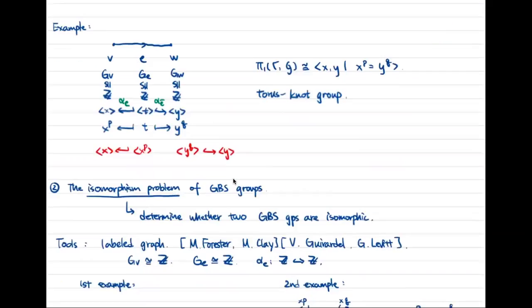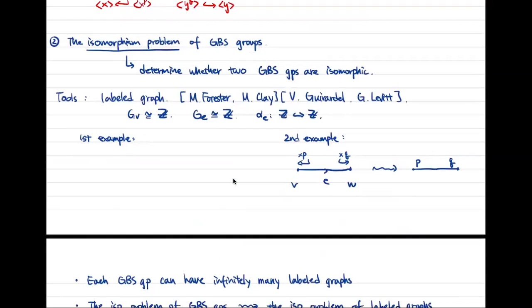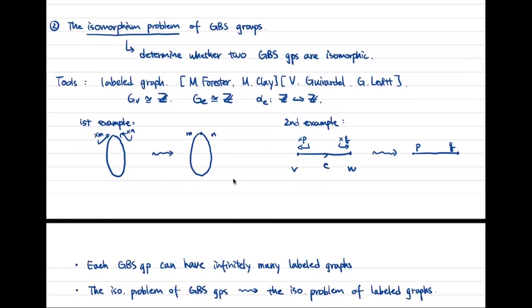So in that case, in the first example, the graph of groups structure is here is multiplication by m, here is multiplication by n. So the labeled graph is just a loop that has two labels, m and n. So this is actually a much more clear way to visualize each GBS group.